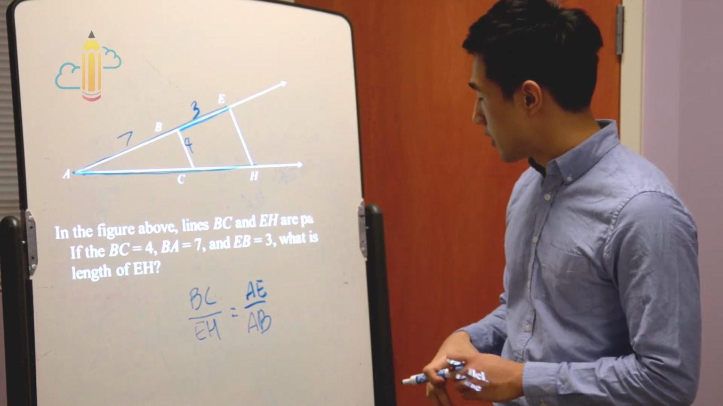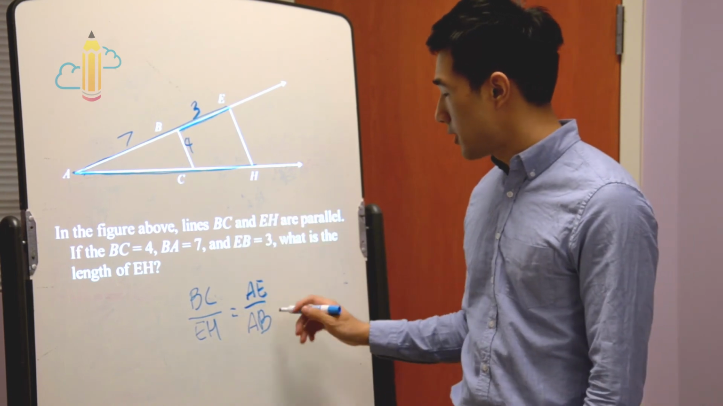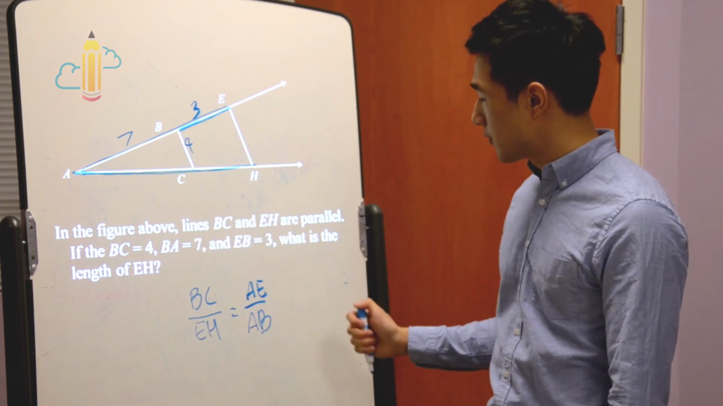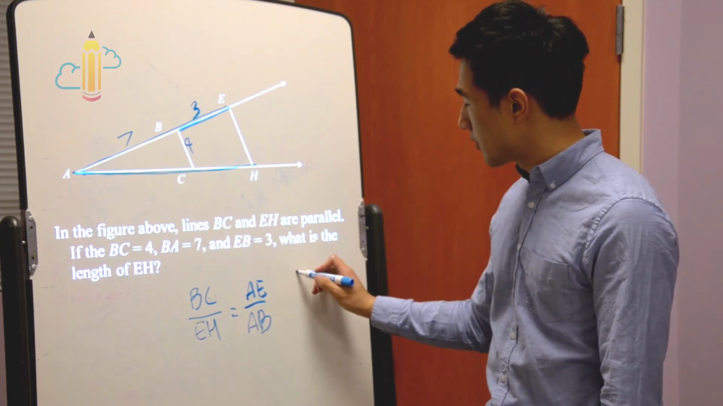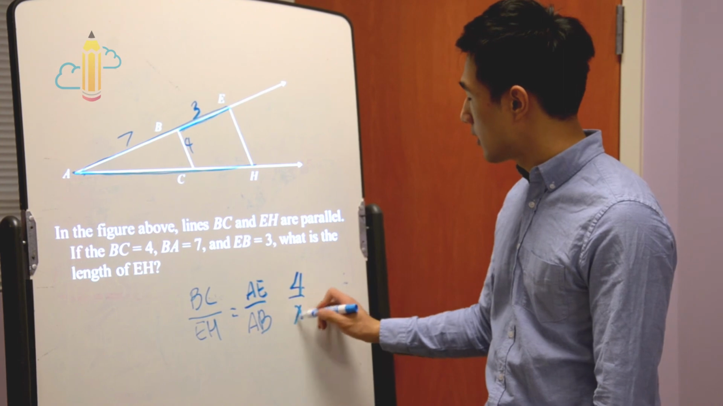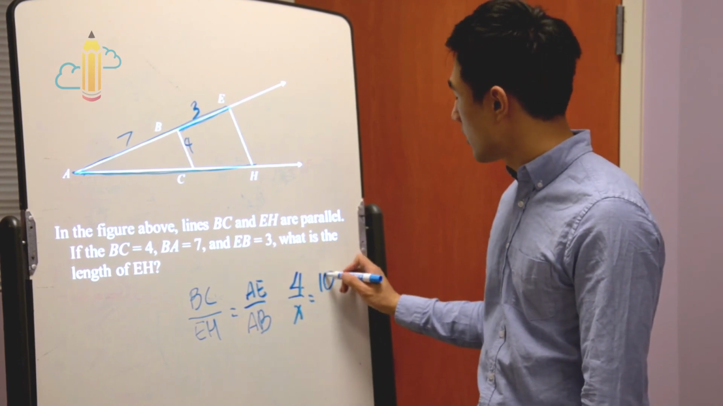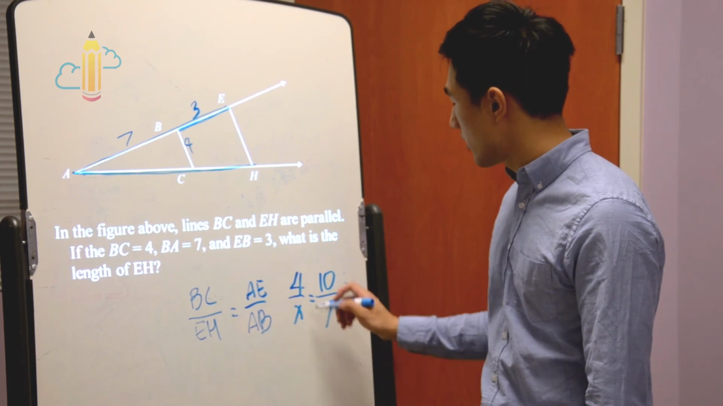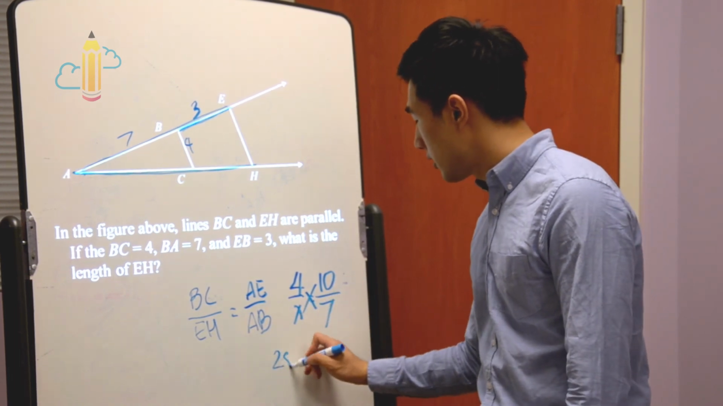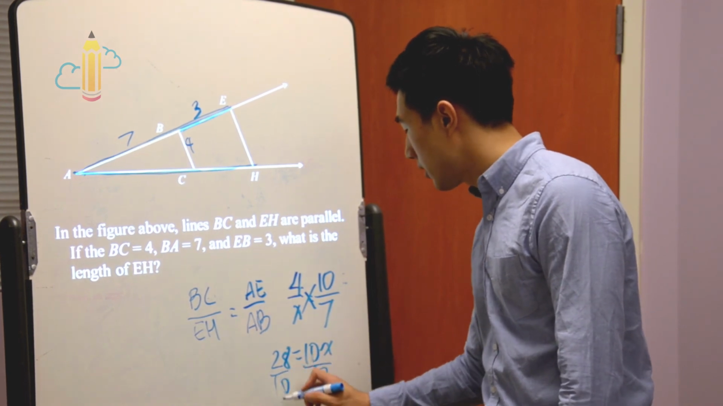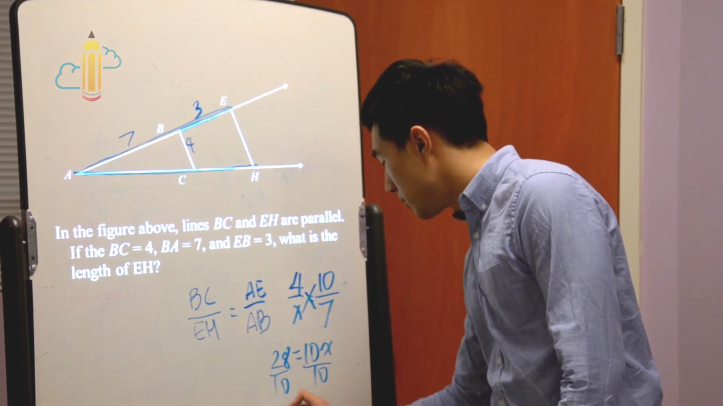And then let's fill this in with numbers. What do I do, Jasmine? 4 over X equals 10 over 7. Then cross multiply. 28 equals 10x, divided by 10. X equals 2.8.